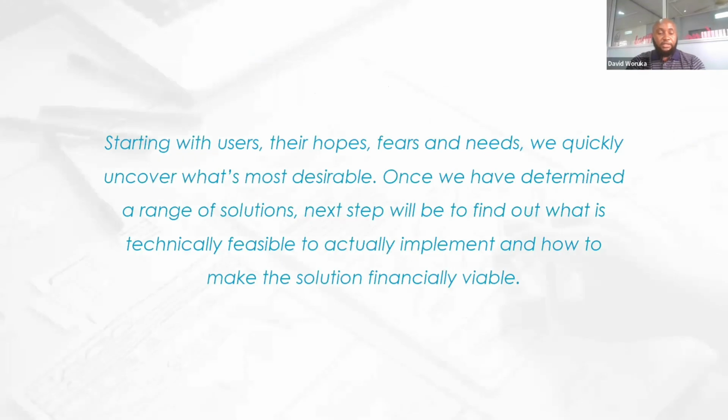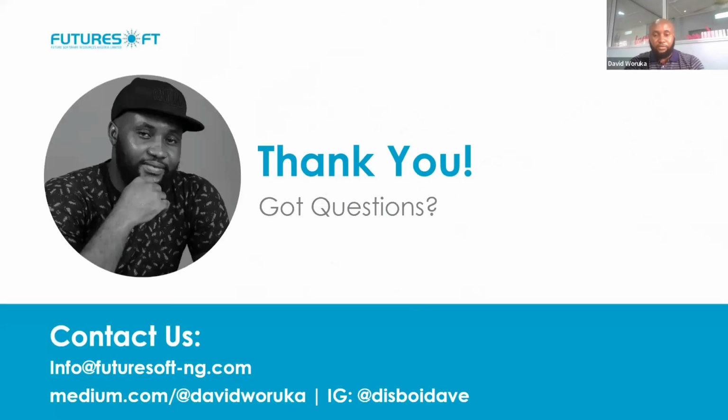So yeah, I think that's basically it. These are the final words I have. Starting with users, their hopes, fears, and needs, we quickly uncover what's most desirable. Once we have determined a range of solutions, the next step will be to find out what's technically feasible to actually implement and how to make the solution financially viable. So I think that's all for today. Thank you, everyone. I don't know if there's any question or contribution. So now's the time.